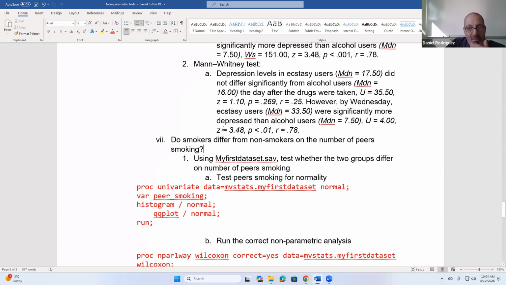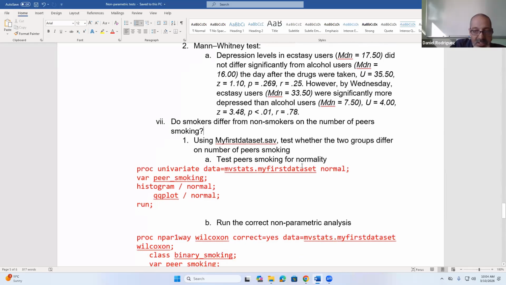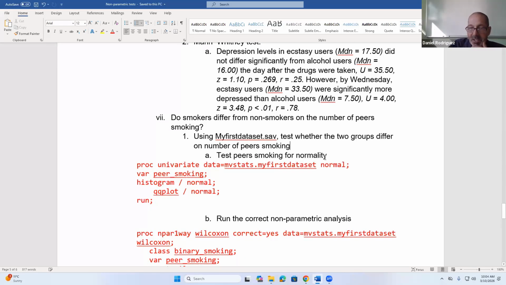Okay, so let's do another one as an example. The question is, do smokers differ from non-smokers on the number of peers smoking? We're going to use the My First data set to test whether the two groups differ on the number of peers smoking. So probably not going to be normal. I mean, it's a count variable, so it's a discrete variable.